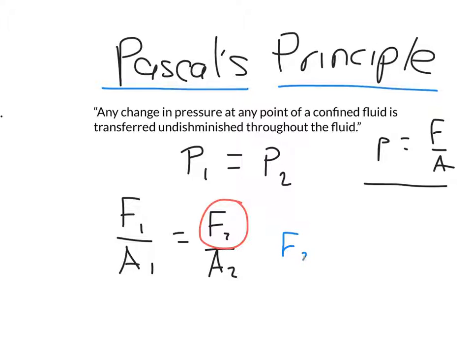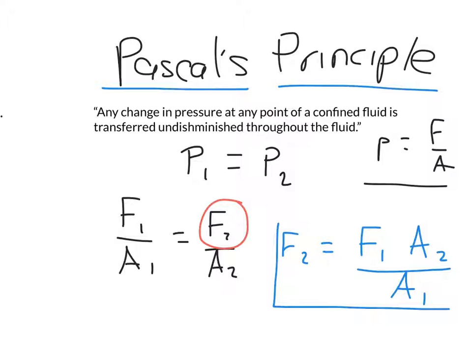Pascal's principle is usually used to solve problems for pistons in hydraulic systems. So the force 2 is equal to the force 1 times the area 2 divided by the area 1. Okay, so this can be like the formula to obtain the force from these kind of problems.